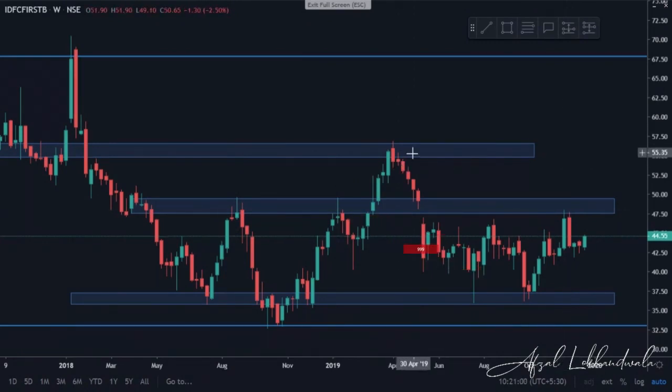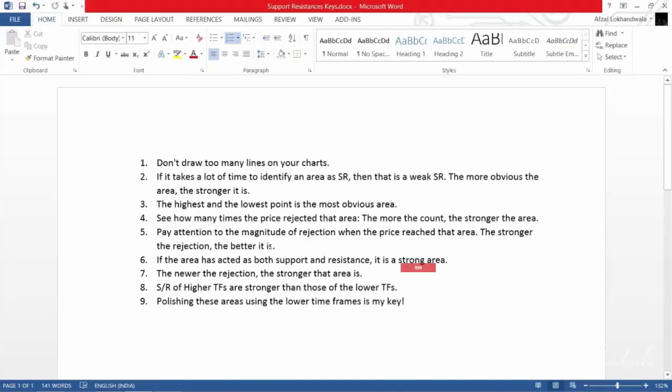Let us look at this area. We can spot just 1 rejection. So what this point says is the more the rejections, the stronger the area. A pretty logical point. If the area is being rejected, if the area is being respected so many times, it means that area is strong. If the area is being respected lesser number of times, it means that area is comparatively weak. That's it. Let's look at the fifth point.